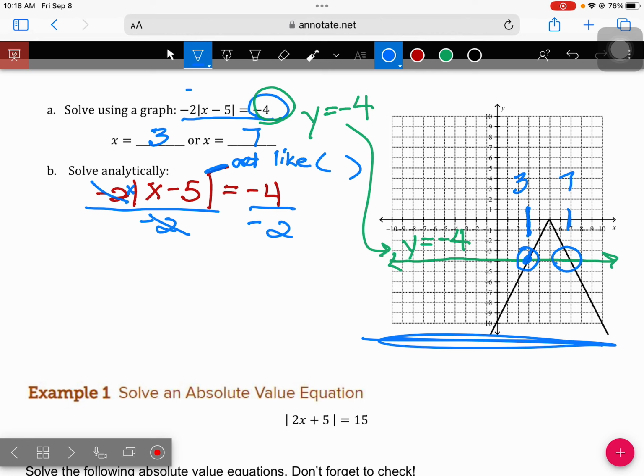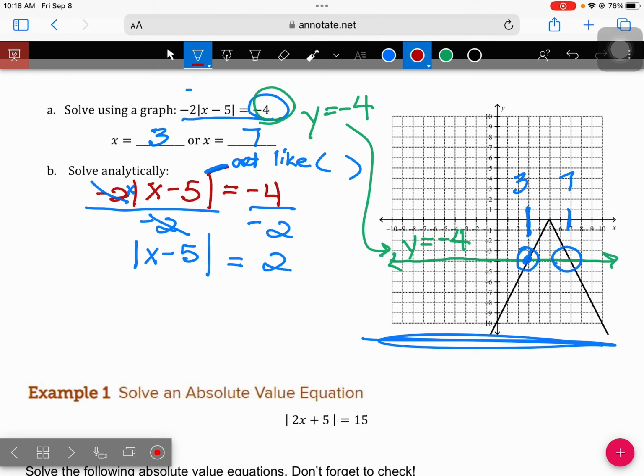equals -4 divided by -2 is +2. This is now isolated. It is the only thing on the left-hand side of that equation. So now I separate it. That's the isolate, then separate into my two cases.